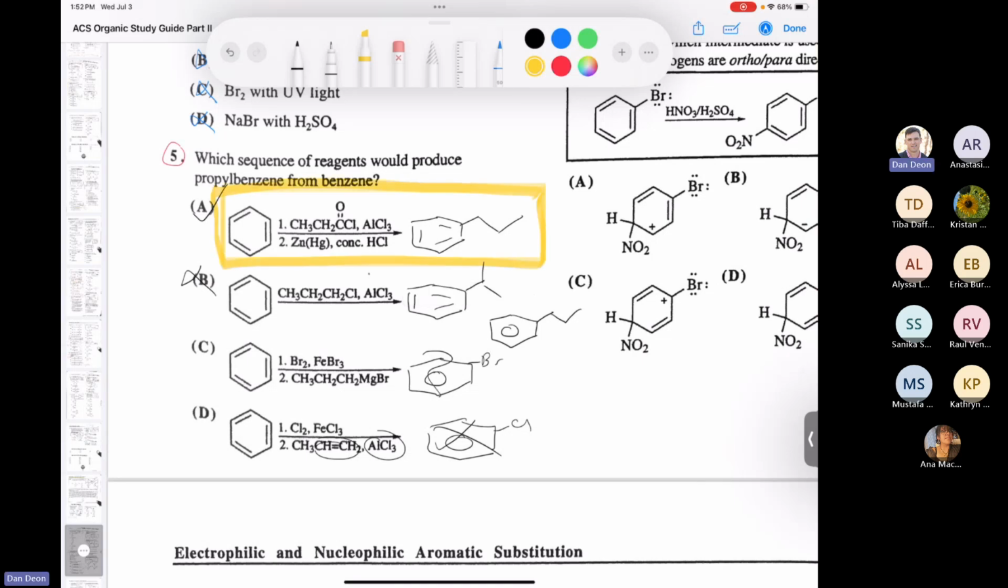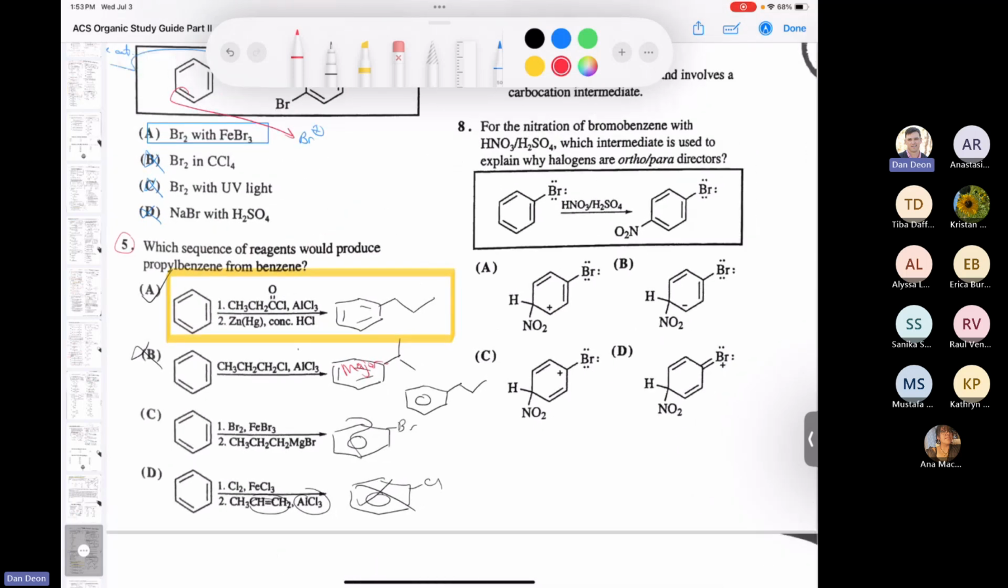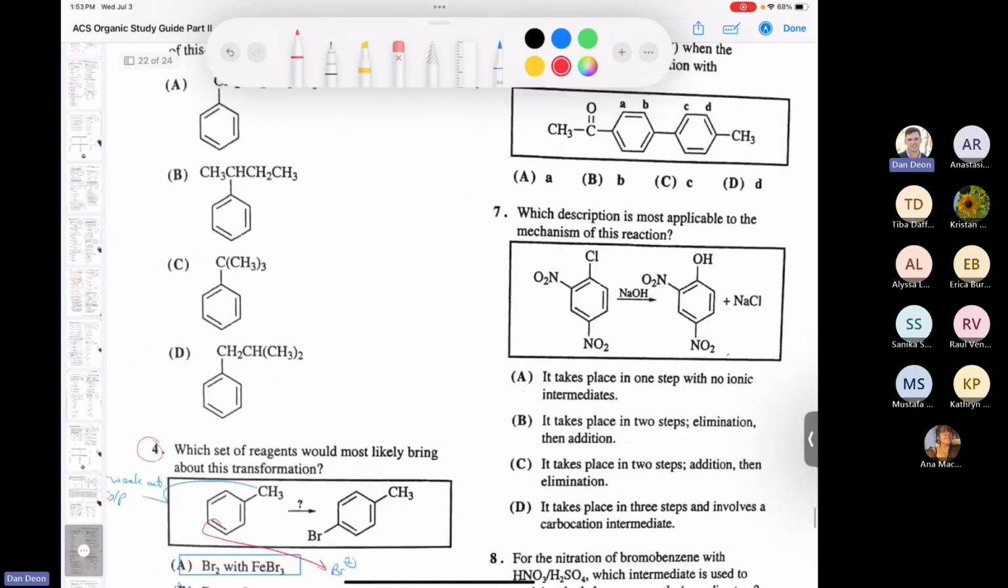And as a matter of fact, in B, the major product in that case would be this. This would be the major product. You get mostly the rearrangement there. Okay, so that's a little bit of Friedel-Crafts and some Clemmensen. So make sure you review Friedel-Crafts and Clemmensen reactions.